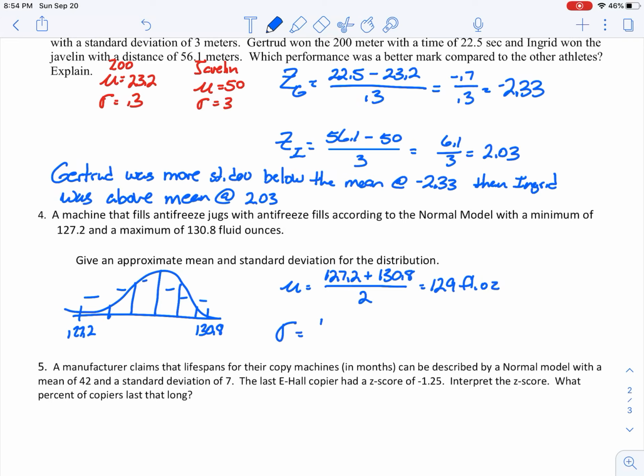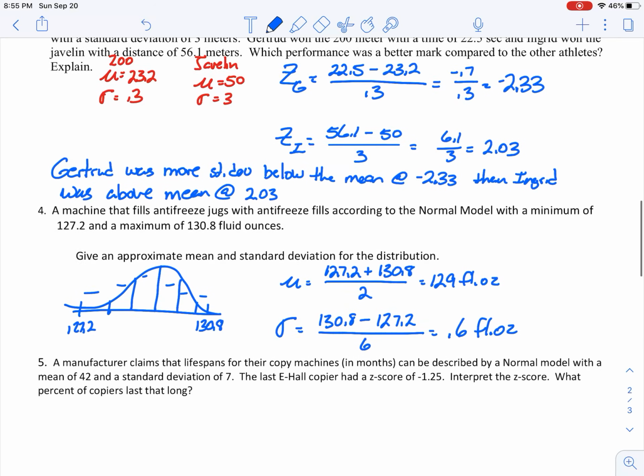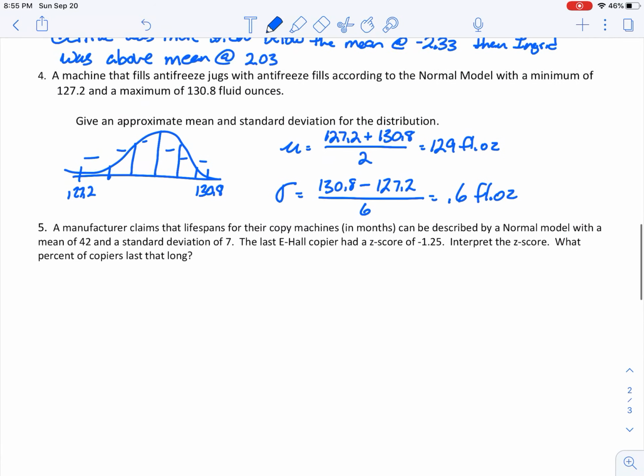So that means that we can find the difference. 130.8 minus 127.2 is the distance across, and then we're going to divide that by 6 because I have 6 equal increments to divide that into. So that's 0.6 fluid ounces. All right, and our last one here.